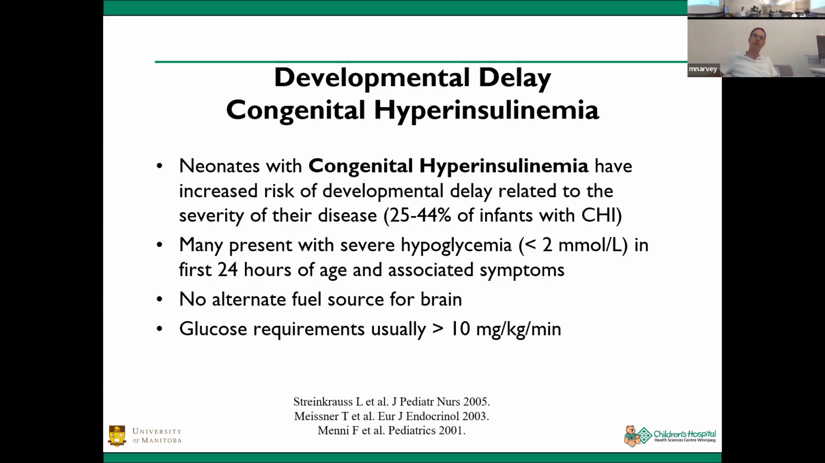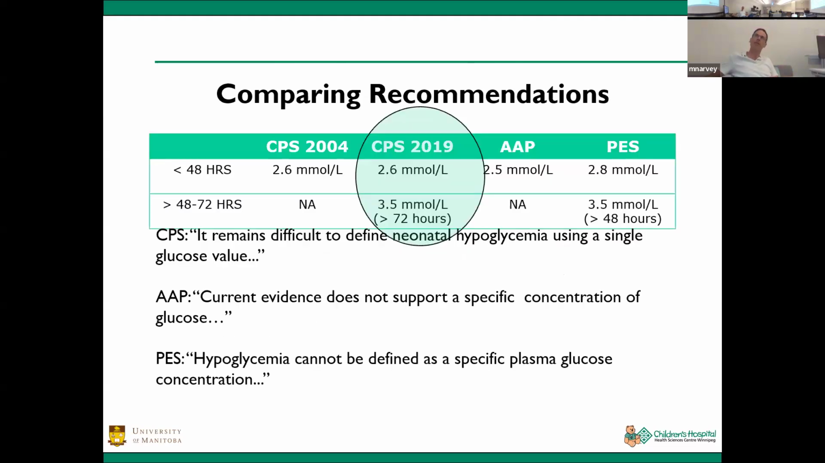And this we already talked about. So this is what Charles Stanley has shown about treating the babies with congenital hyperinsulinism aggressively. Now, what about our recommendations? So the CPS, and sorry, that should say 3.3, not 3.5 for CPS. The CPS recommendations in 2019 were 2.6 and 3.3. The AAP was 2.5, and at 72 hours, they had nothing to say about it.